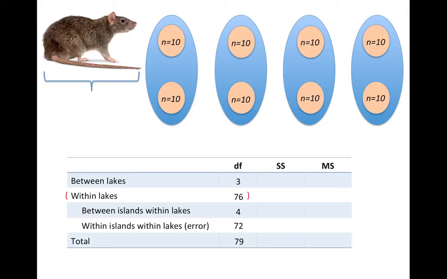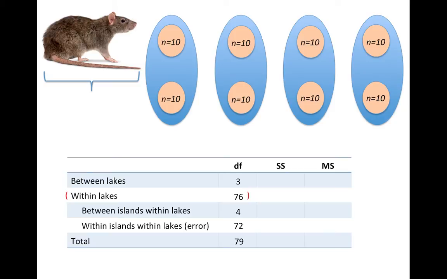Now the question is, how would we do our statistical test here? If we want to know if there is a difference between islands within the lakes, we would divide the mean square for islands with the mean square for within islands. And you divide the mean squares to get an F value to do the statistical test.